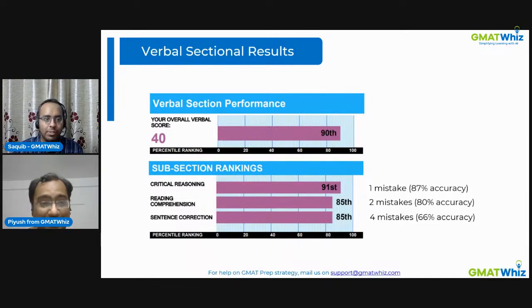I'm not saying that you have to do GMATWhiz questions. If you are just focusing on official questions, then official source, these are the two things that you need to look at.